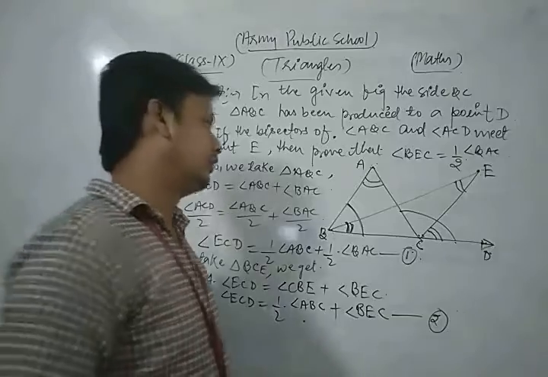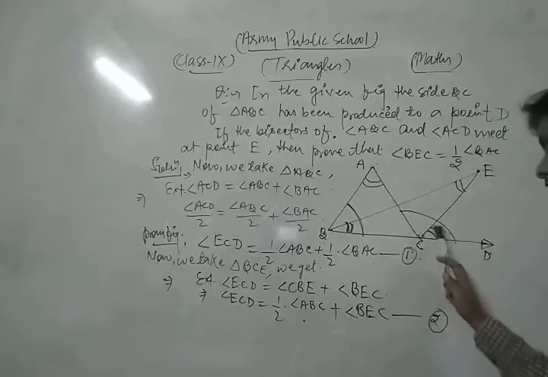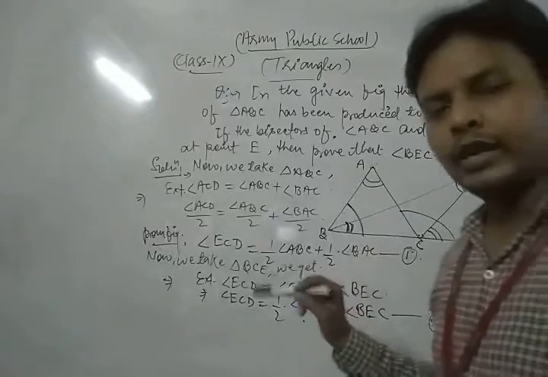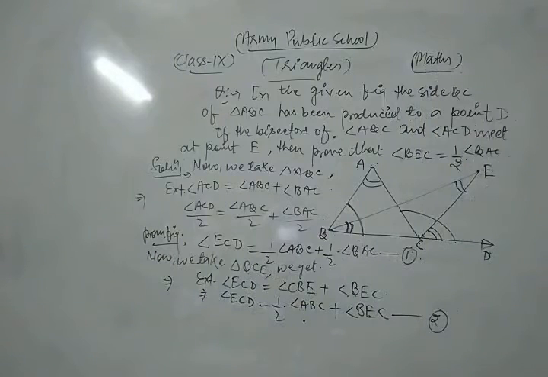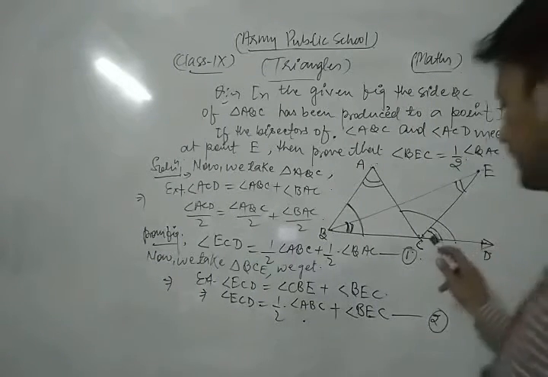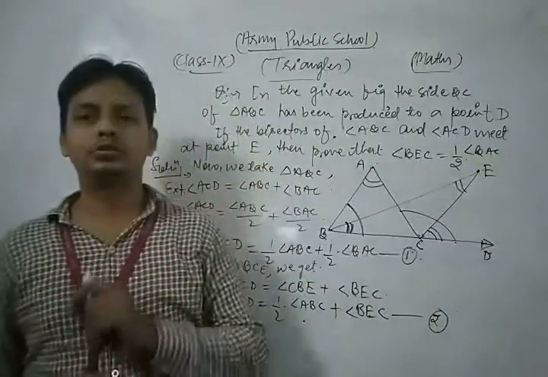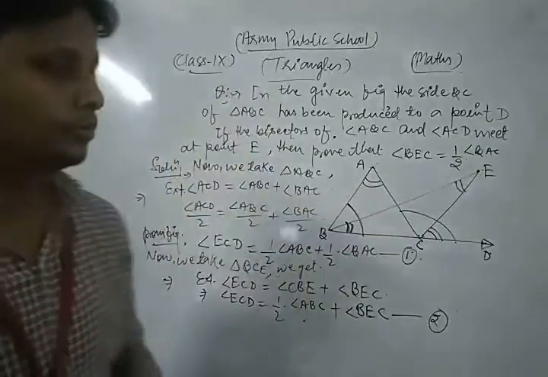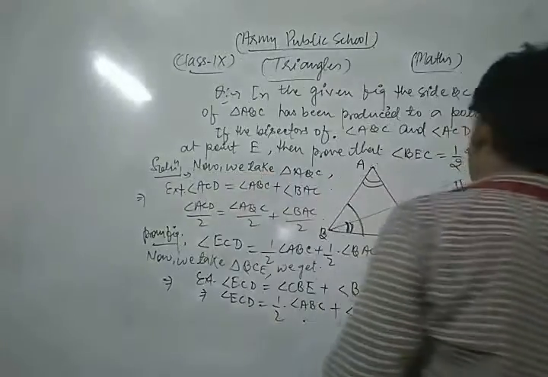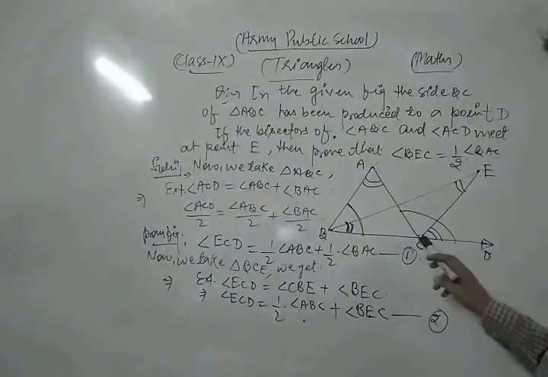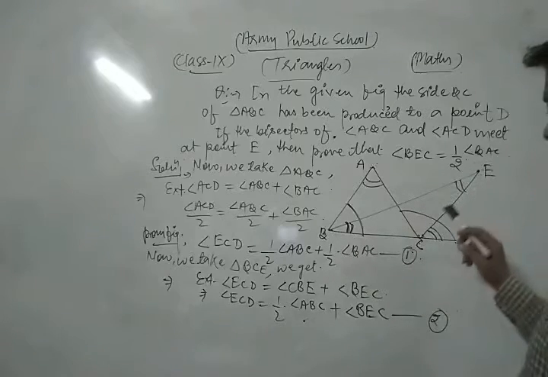Now look, for triangle BCE, here ECD is the exterior angle, dear students. This is the exterior angle, and we know that the exterior angle is always equal to the sum of its two opposite interior angles. Means angle ECD is equal to angle CBE plus angle BEC.